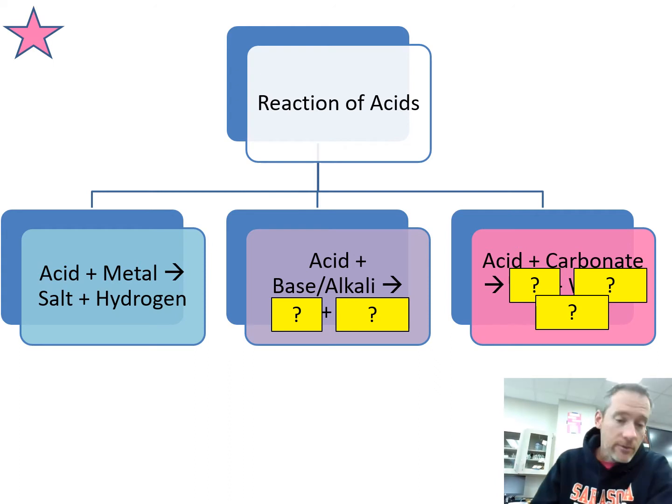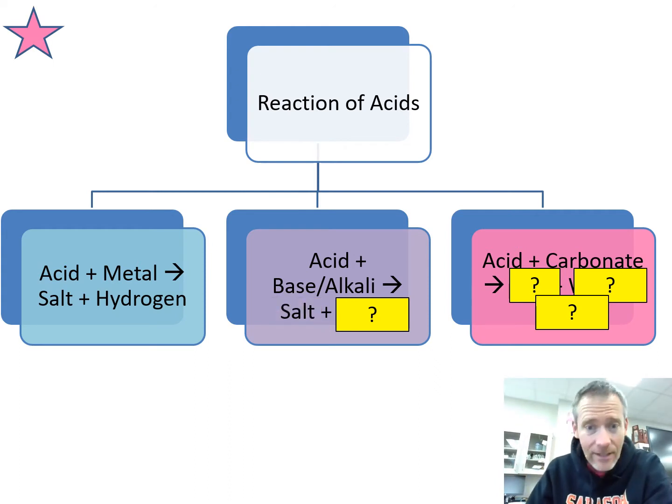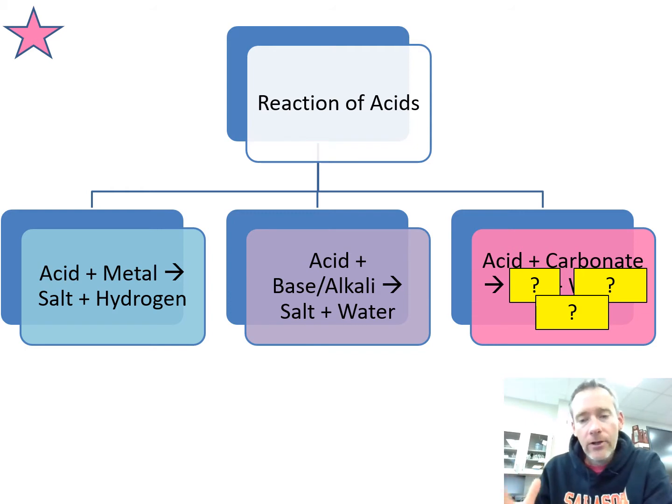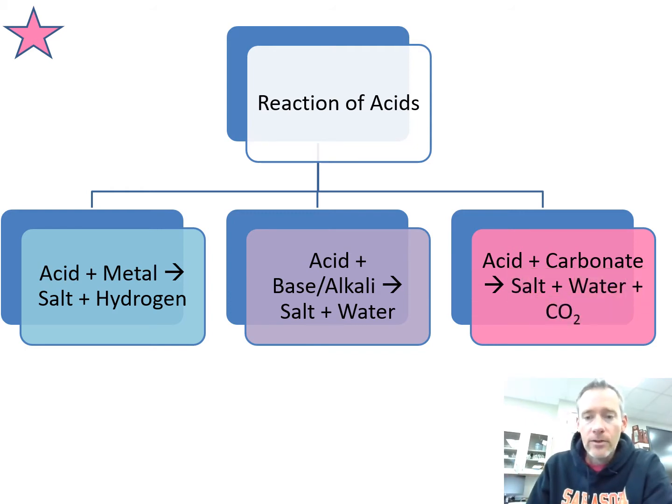So you make a salt. So you're all making salts and hydrogen gas. The second reaction is your basic acid-base reaction, salt and water. And then the last one is your volcano reaction, where it makes a generation of CO2 gas, salt, and water. So they all have acids involved, that's what's common, and they all make a salt.